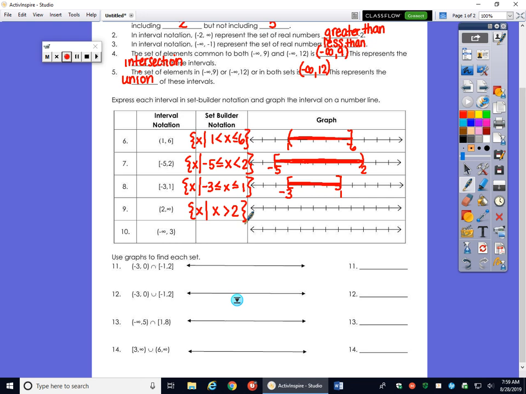Because it's a parenthesis, we are not going to put the equal to underneath the greater than sign. So we're going to put 2 somewhere on one of these, put a parenthesis, and your line is going to go on forever. So make sure you show me an arrow at the end of that.